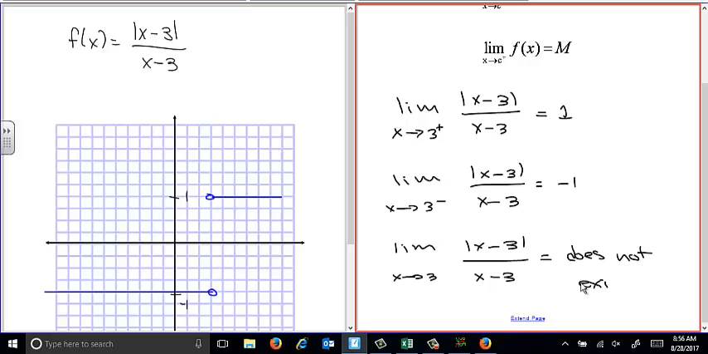So the limit does not exist, but the left-hand limit exists and is equal to negative 1, and the right-hand limit exists and it's positive 1. Because these don't equal each other, then the actual limit, which requires you coming from both sides, does not exist.